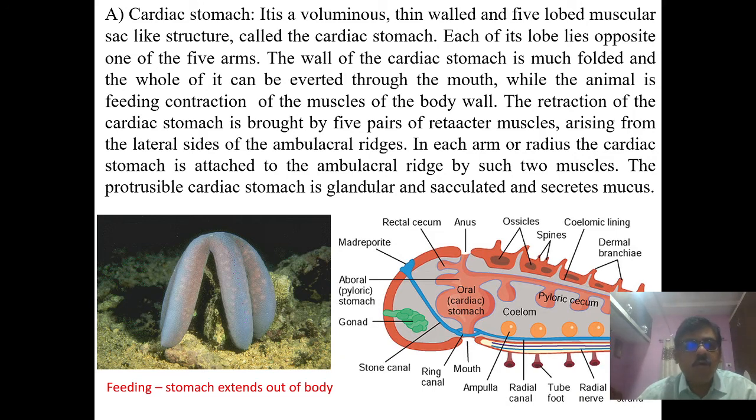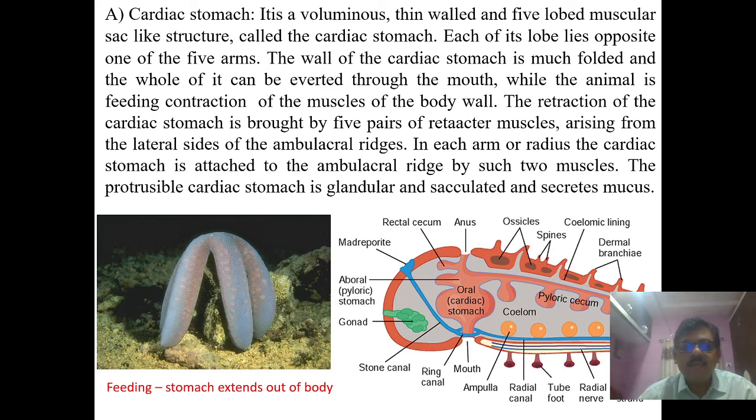The retraction of the cardiac stomach is brought about by the five pairs of retractor muscles arising from the lateral sides of the ambulacral ridges. From the lateral side of the ambulacral ridges, there are five pairs of retractor muscles. They bring the cardiac stomach back into its original position. In each arm or radius, the cardiac stomach is attached to the ambulacral ridge by two such muscles, that is the retractor muscles.